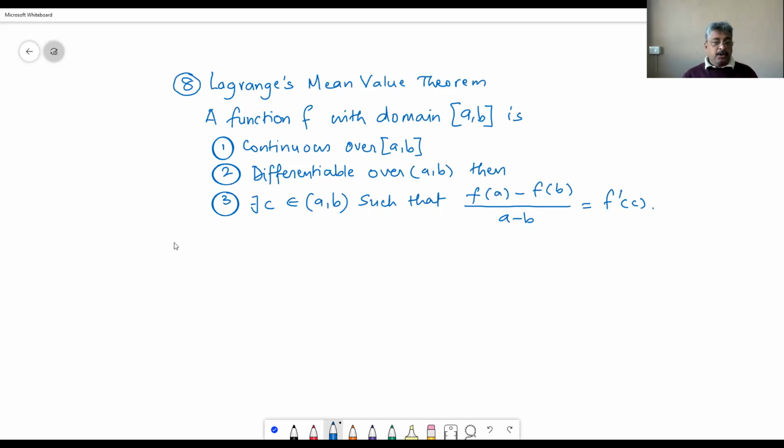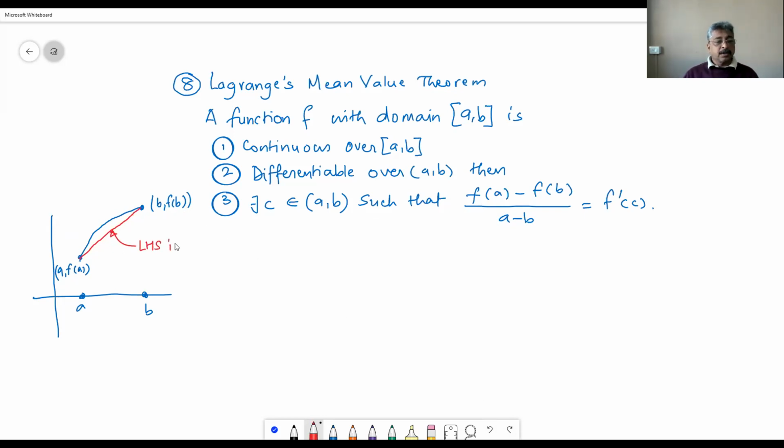Okay. Geometrically, let me explain you the meaning of this theorem. You have A here, you have B, and suppose you have a curve like this. Not necessarily it starts from A, something like this. So this is going to be b comma f of b. This is a comma f of a. So the left hand side of the final expression in this theorem is y2 minus y1 upon x2 minus x1. That is the slope of this chord joining endpoints of this curve.